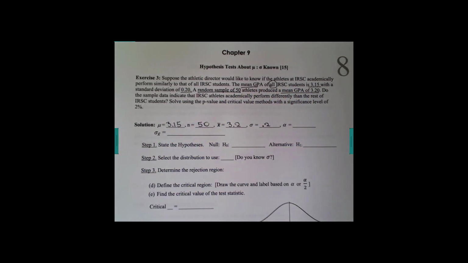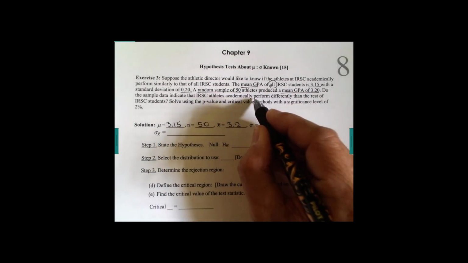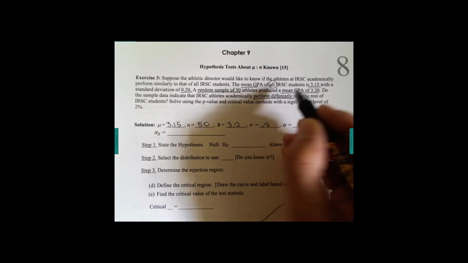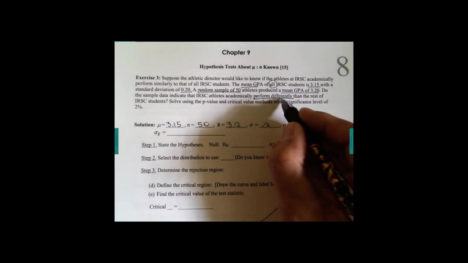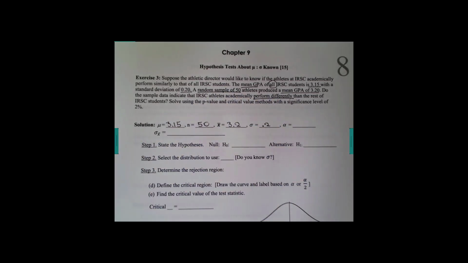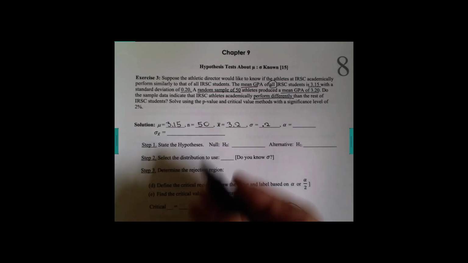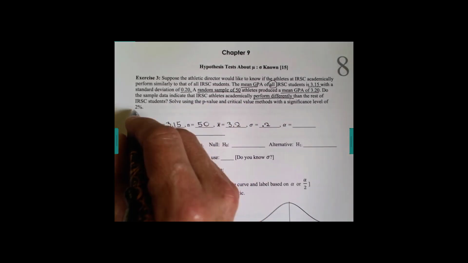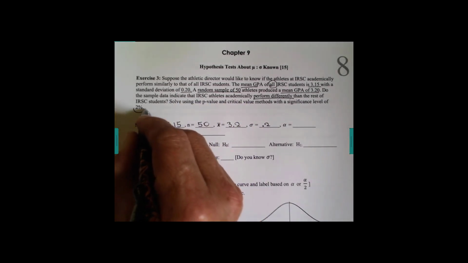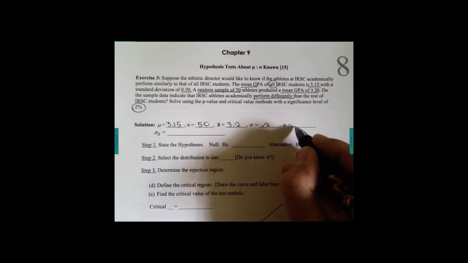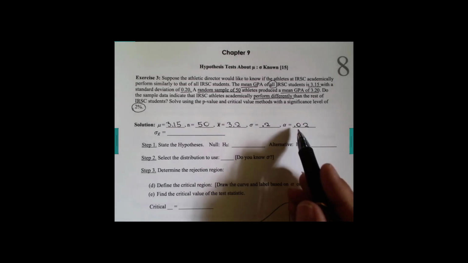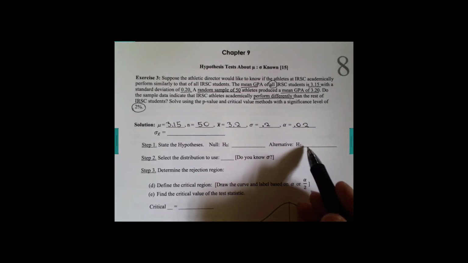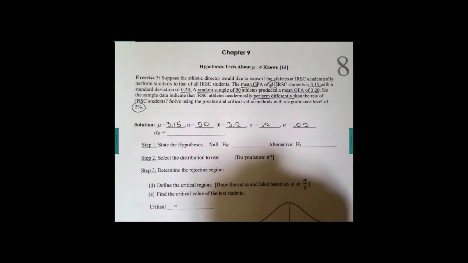Now, it's asking, does the sample data indicate that IRSC athletes perform, now what's the question? Perform differently. They could either be better or worse. They could be higher or lower. Differently means two-tailed test, doesn't it? And we're going to use the p-value and the critical value methods, and we're going to check at a 2% level. I already know it's a two-tailed test because it said perform differently.